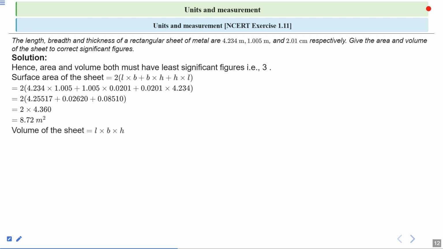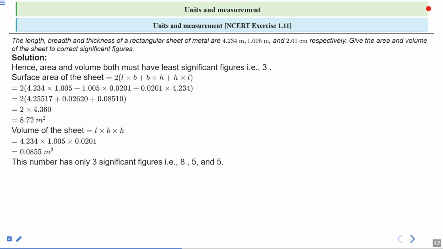Okay, now the volume of the sheet. Again, L into B into H. Just substitute the values. It has 3 significant figures. This 0 is not significant. So this number has only 3 significant figures, i.e. 8, 5 and 5. So I think you all know this basic idea. Let's go to the next question. This question was very easy, right?